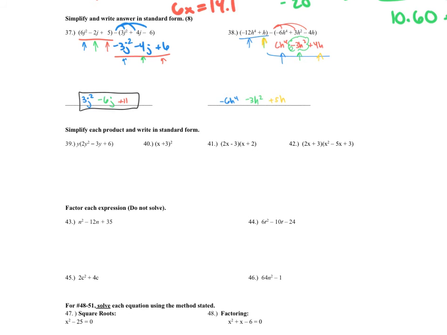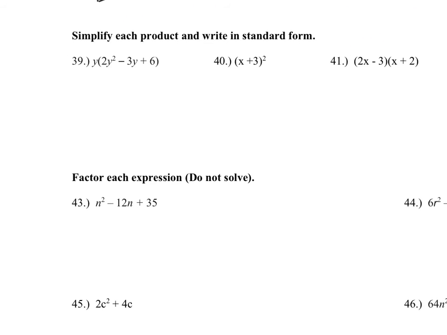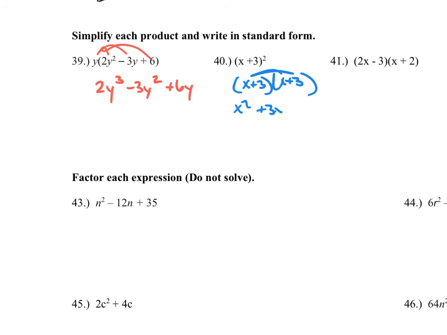So we're going to continue to simplify each product and write it in standard form. And so what that'll look like is multiplication. So we'd have 2y cubed minus 3y squared plus 6y. Now remember, when something's squared, you do have to write it out twice and then do FOIL to get x squared plus 3x plus 3x plus 9. So the final answer for this one is x squared plus 6x plus 9.